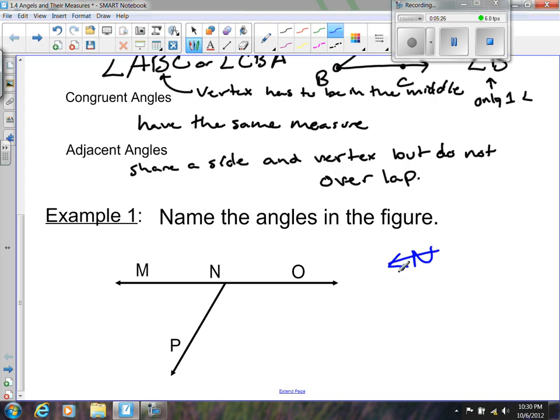There are angle MNP, angle ONP, those two angles, and remember I already showed you that third angle, that straight angle, angle MNO. Notice you could also flip the M and P, the P and the O, or the M and the O, right? The order you write the M and the O wouldn't matter, but the vertex N always has to be in the middle.